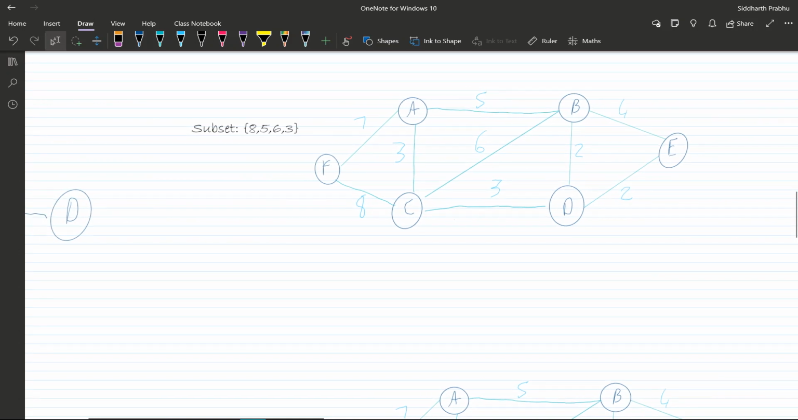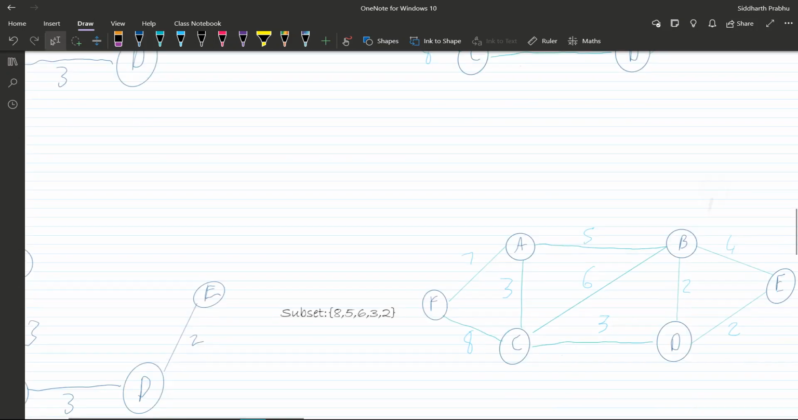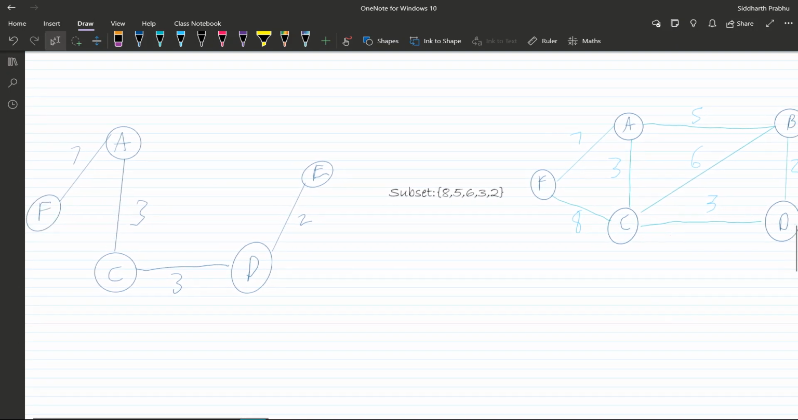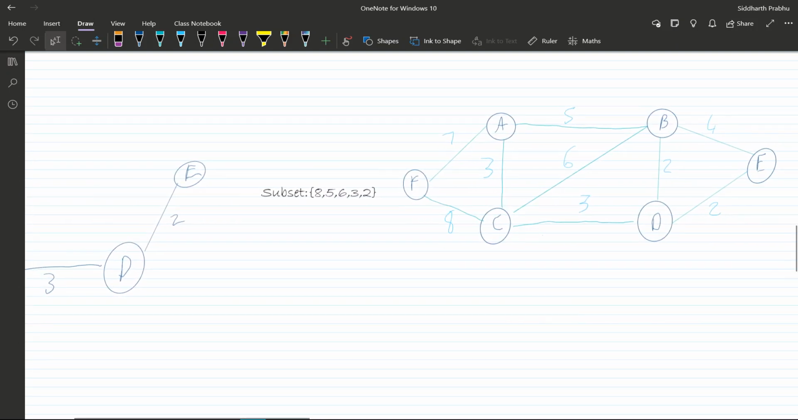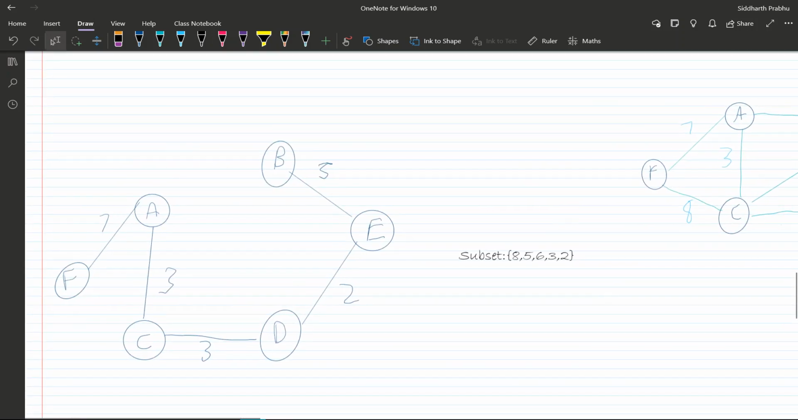From D you have two options, and both are 2. You can take any one of them, but you also have to take into consideration the edges found in the subset: 8, 5, 6 and 3. As 2 is the least one, we will take DE. I have taken DE, but you can also take DB. So after taking DE into consideration, you don't straight away make an edge from E to B, as it's the last vertex remaining, and that would be the final edge.